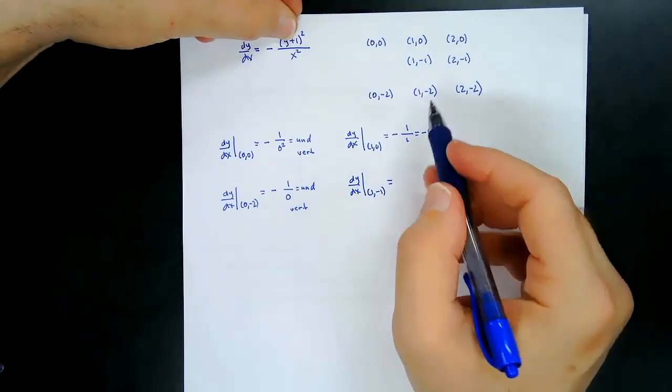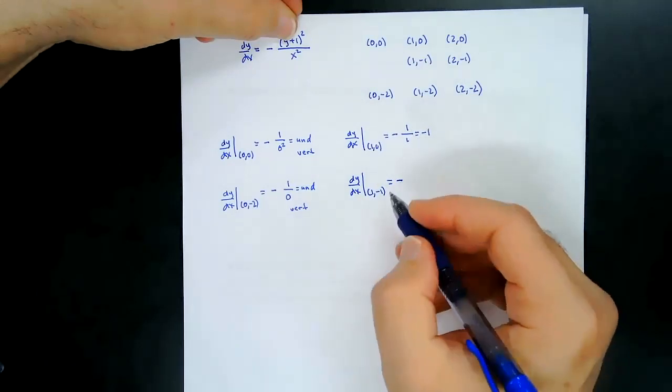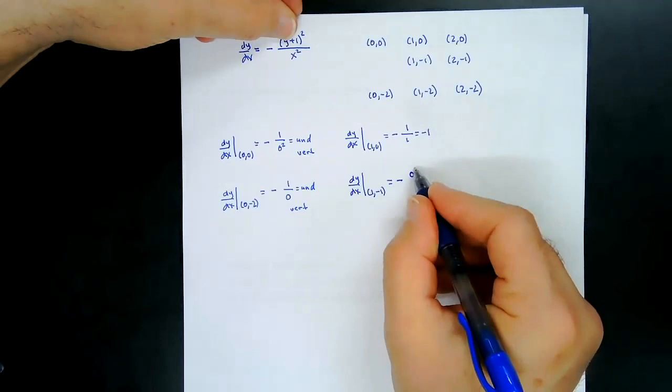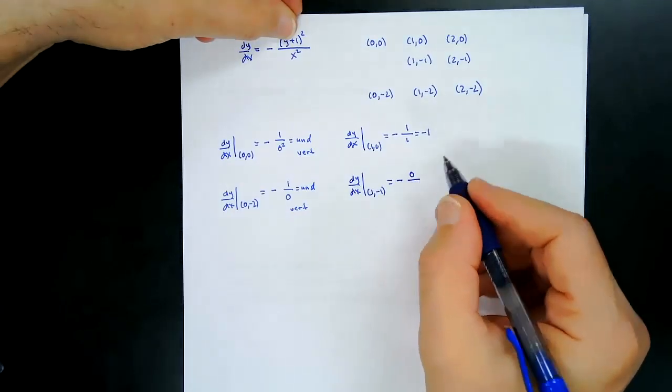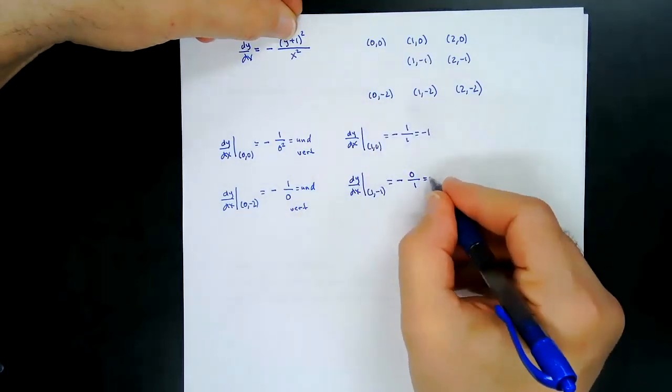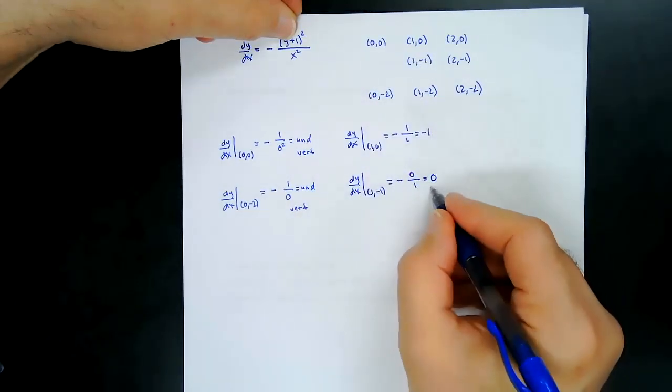Okay, so we have a negative, and when we put y is negative 1, that's going to cause it to be 0 squared, right? Which would be 0 over 1 squared, which is 1. Well, that would be 0. So this one's going to be horizontal.